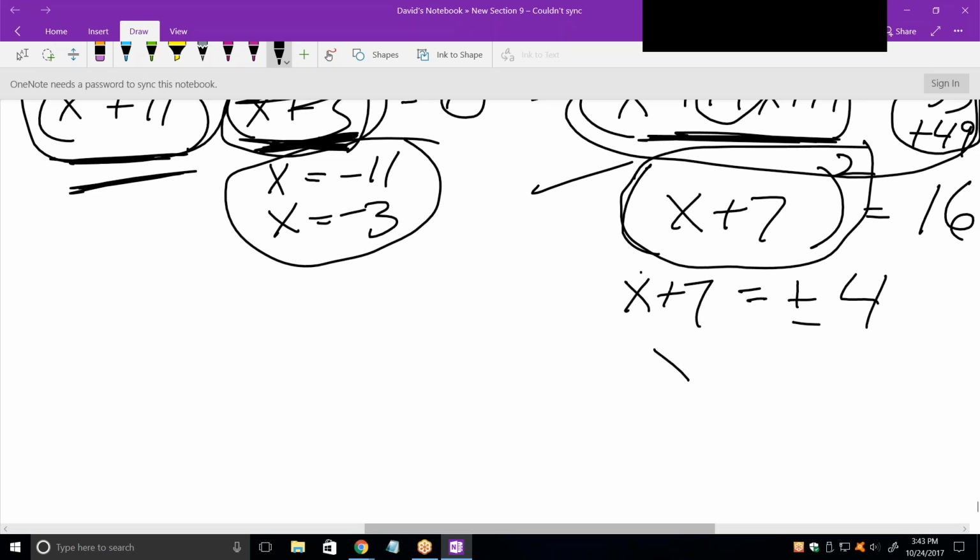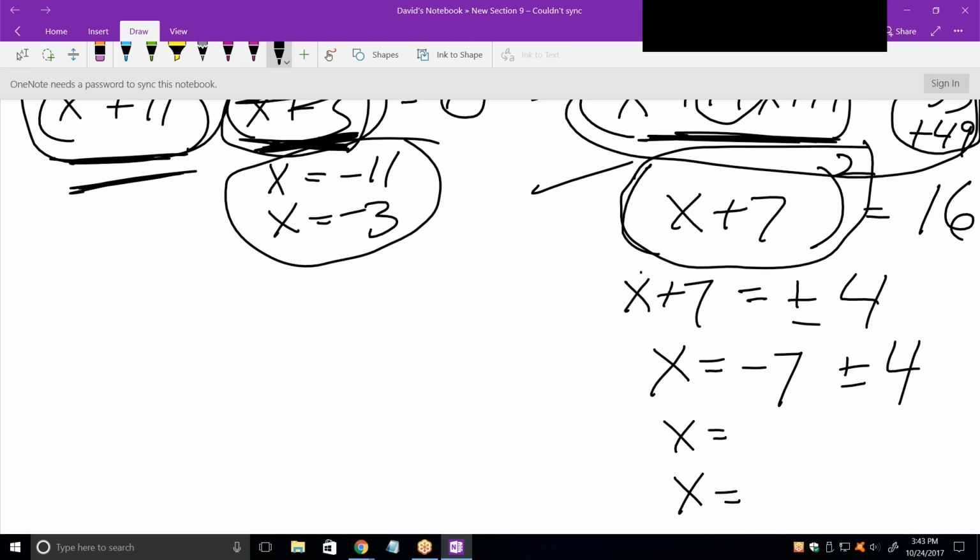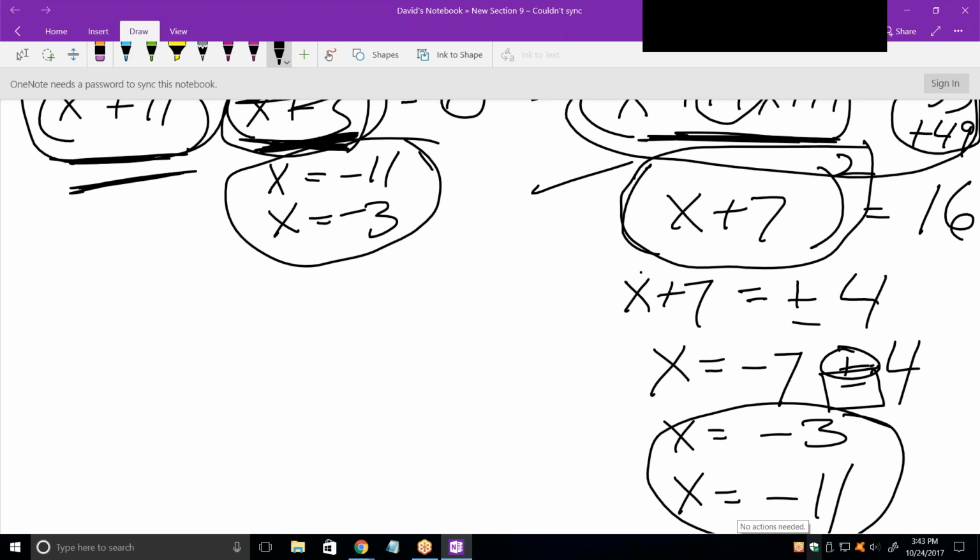So, if I'm solving for x here, I'm going to move the 7 to the other side. You with me? Now, there's two solutions. One is the plus, one is the minus. What's the plus solution? In other words, when you do that, what do you get? -3. When you do this, what do you get? Negative. Would it be 11? Notice those two solutions are the same as the two solutions we got when we factored it.